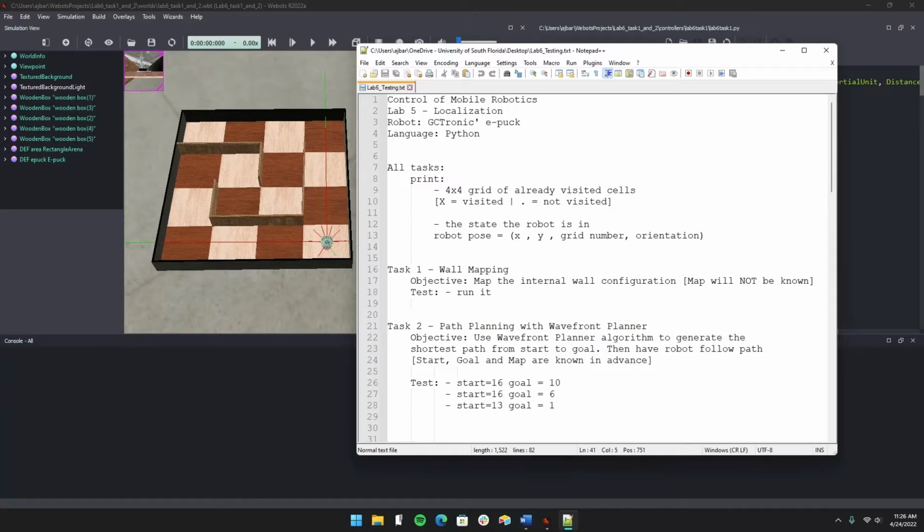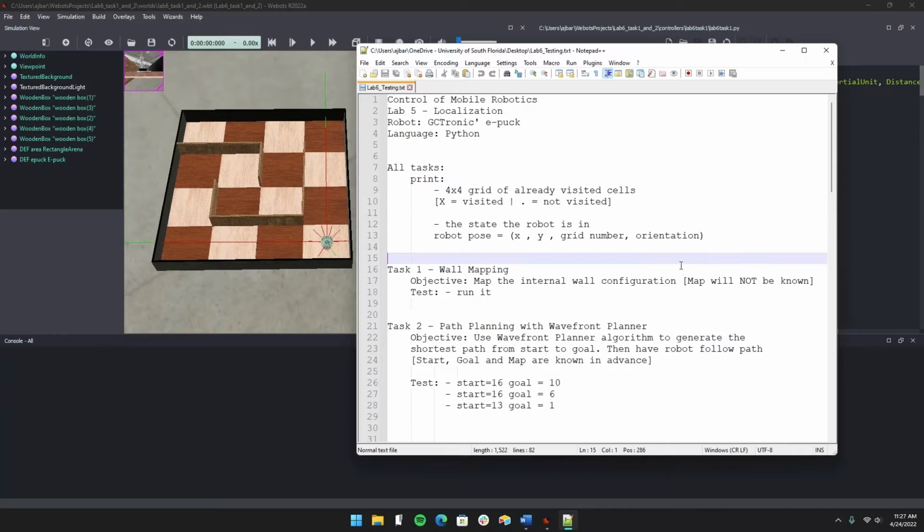The path planning portion of the lab will use a wavefront planner algorithm to first plot out which shortest path the robot should take from a starting cell to a goal cell, and then send that path instruction to the robot so that it can run them. The initial grid layout will be known for the path planning, but not for the mapping sections.